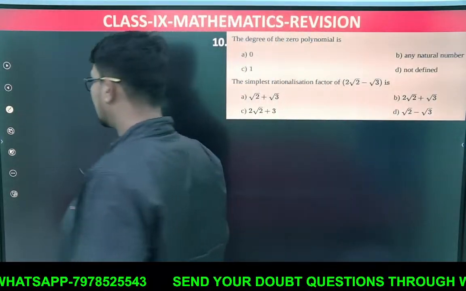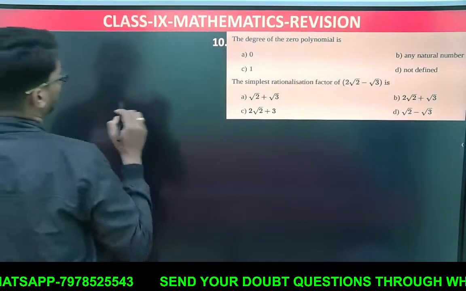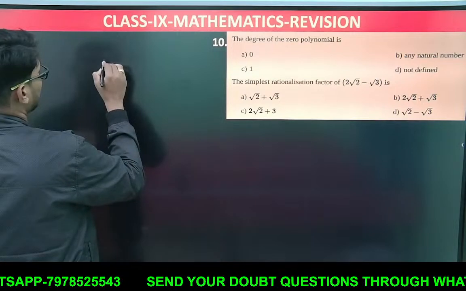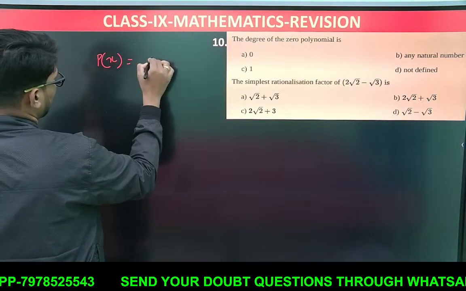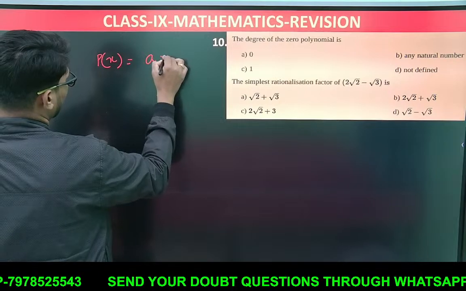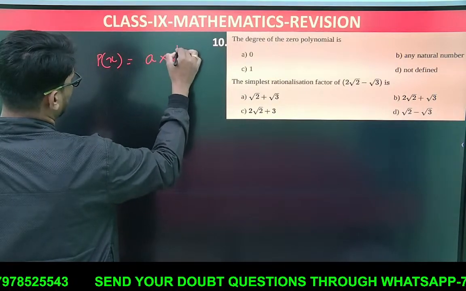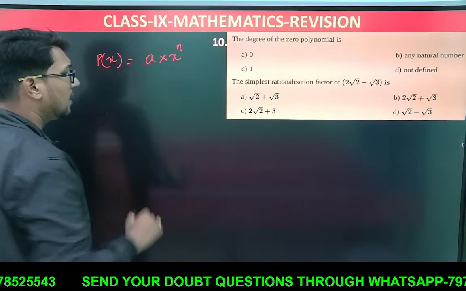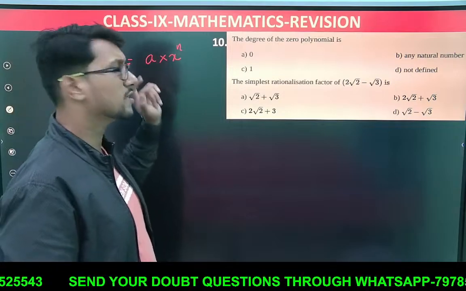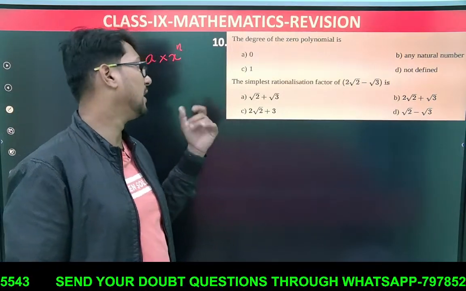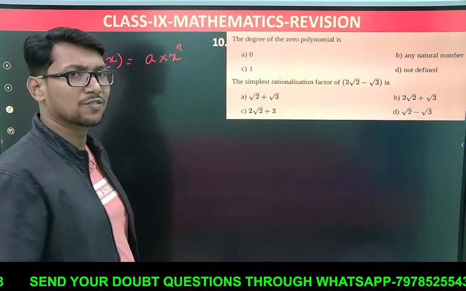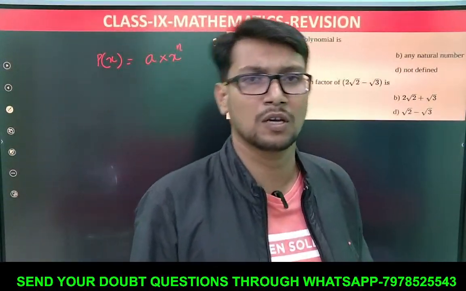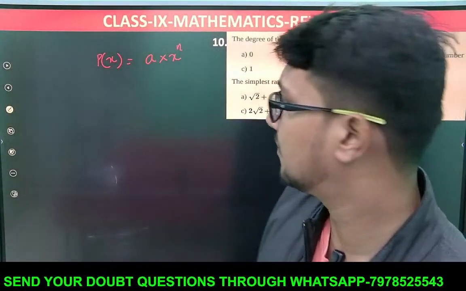So according to this question, let me write first what is a polynomial. A polynomial means what? I am writing p of x is a polynomial, which can be written as a into x to the power n, where a is a constant, x is a variable, and n is a non-negative integer. N is actually a whole number. Then we can say this is a polynomial.